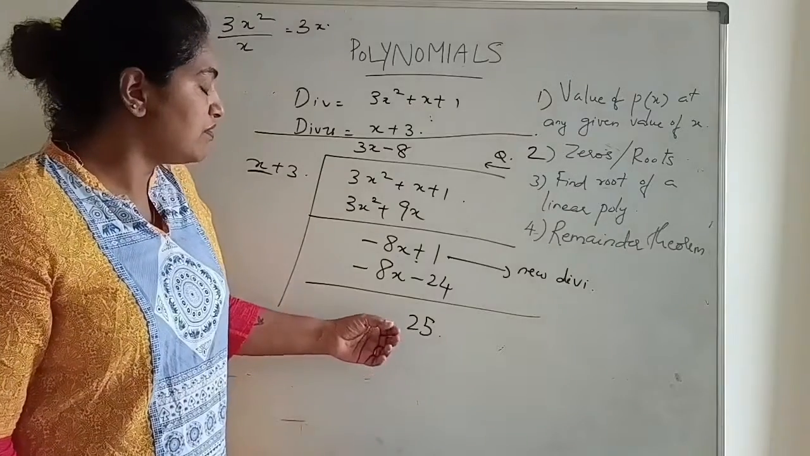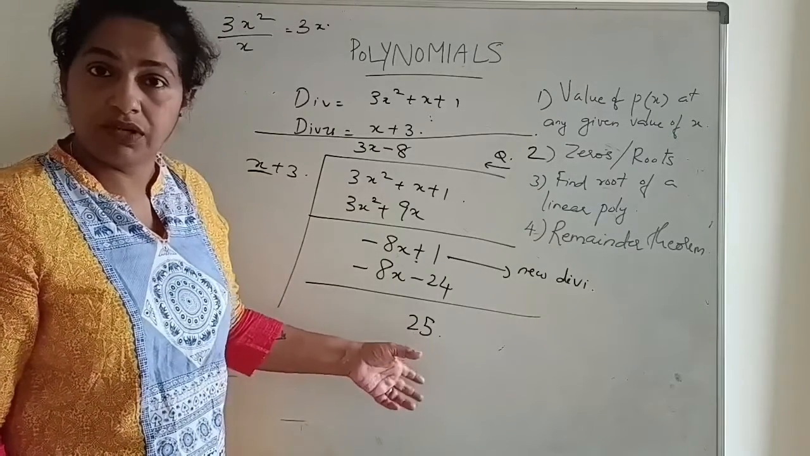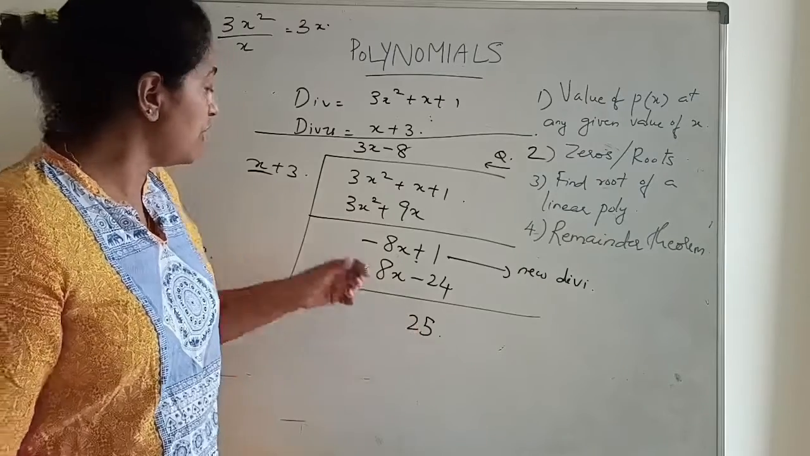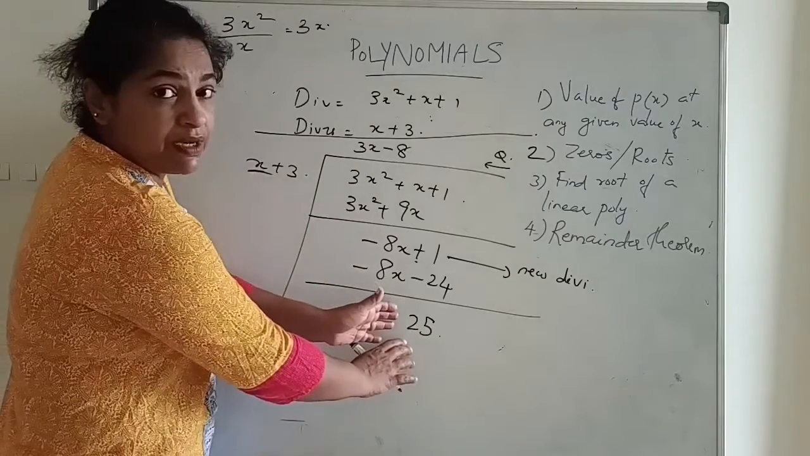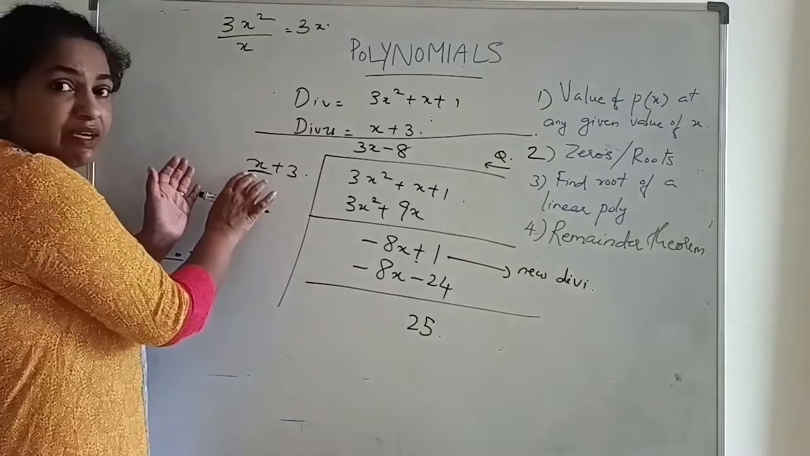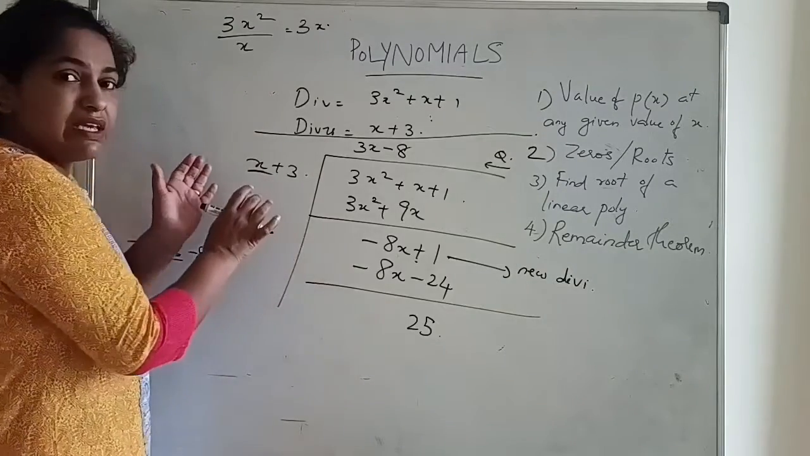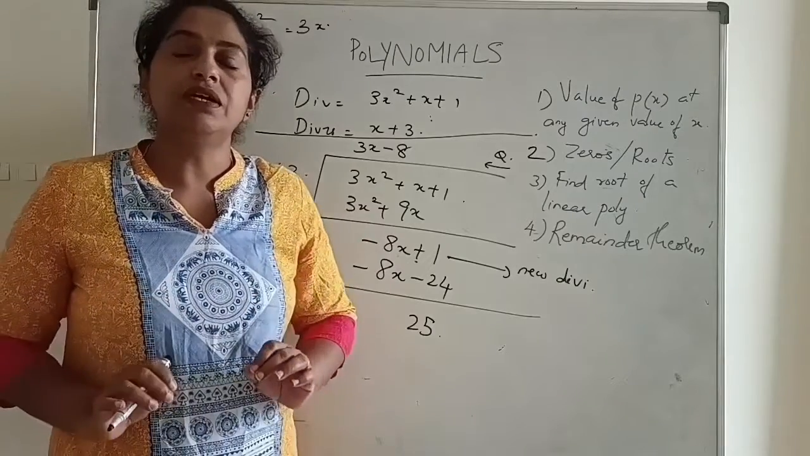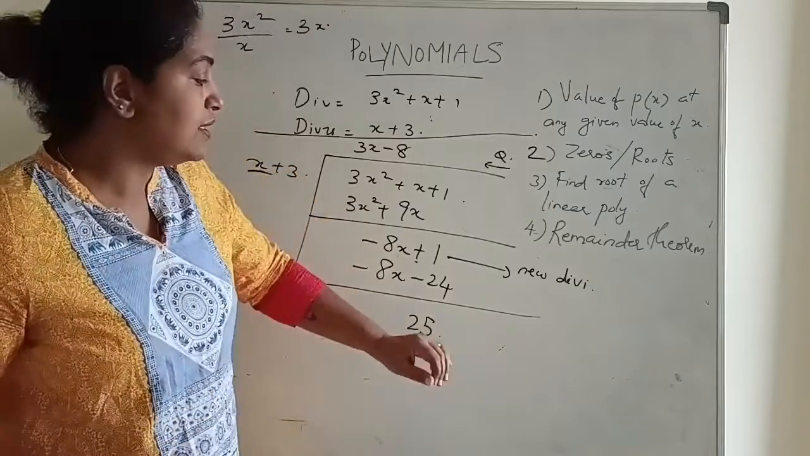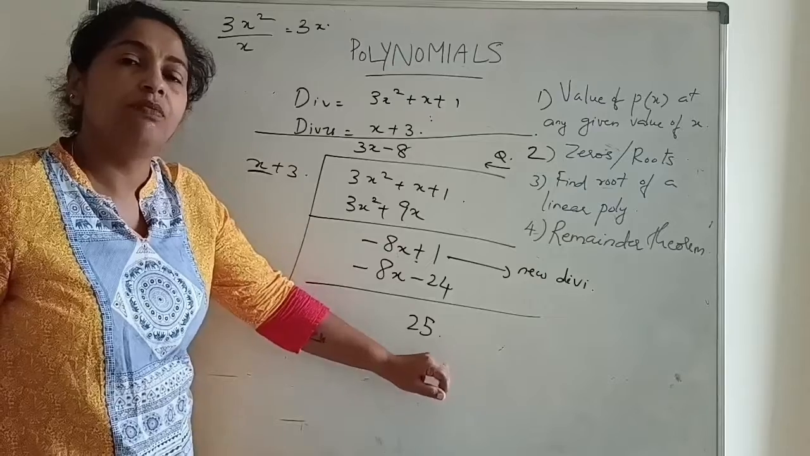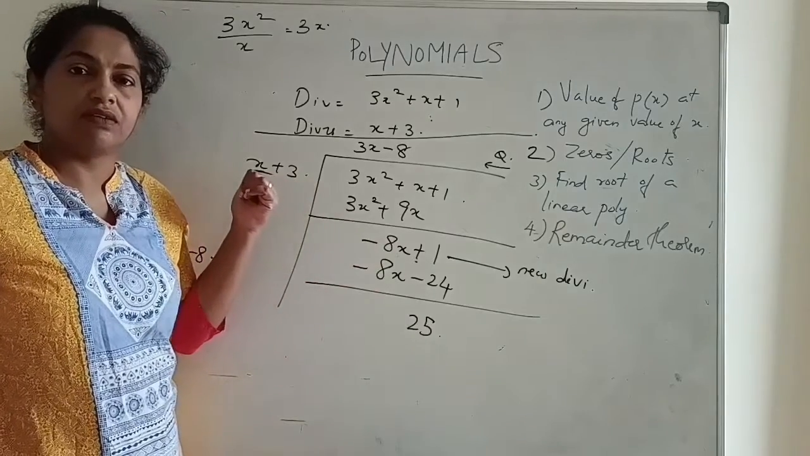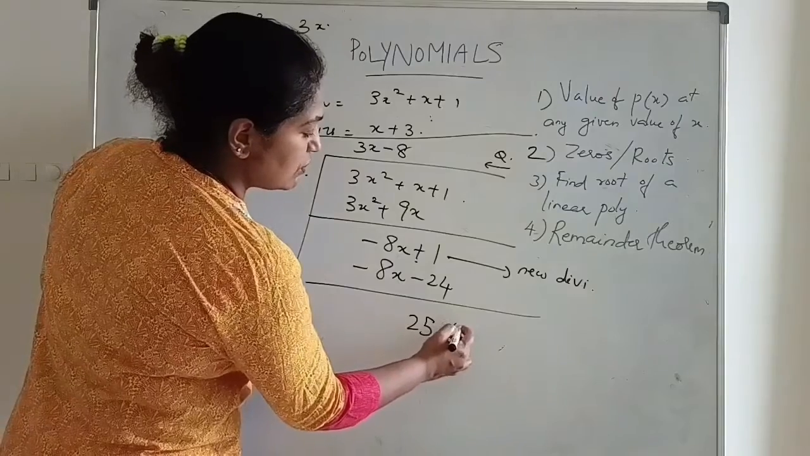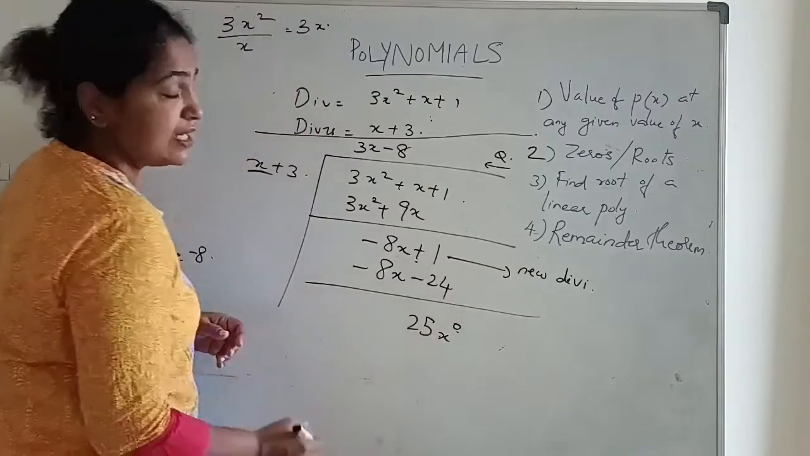See, this is my new dividend now, correct? When I am trying to find out 25, this is the first term of my dividend. Identify the first term of my divisor, which is x. 25 by x ceases to be a polynomial. I have to stop the division at a point where the degree of my new dividend becomes less than that of the divisor. Here, the degree of my new dividend, 25x raised to 0, is 0.